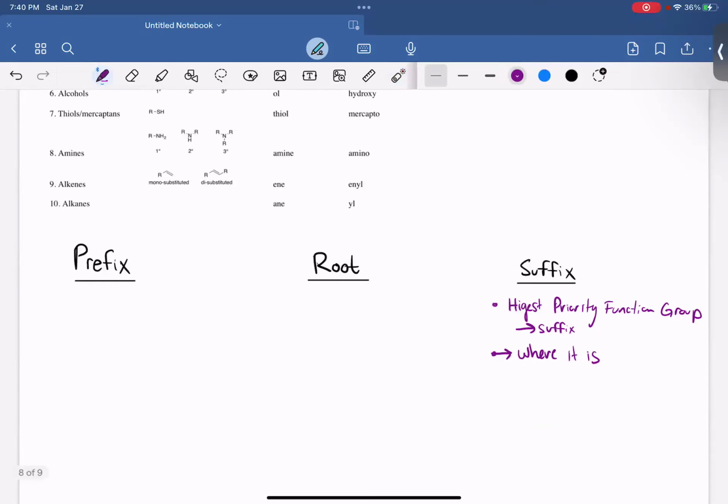The next thing you want to do is identify the root of the word. And the root is going to be the longest carbon chain, and that's going to be connected to the carbon on the, we'll abbreviate it as, highest priority functional group.